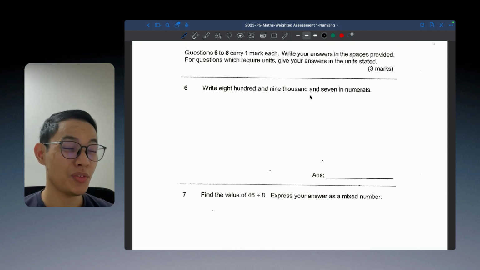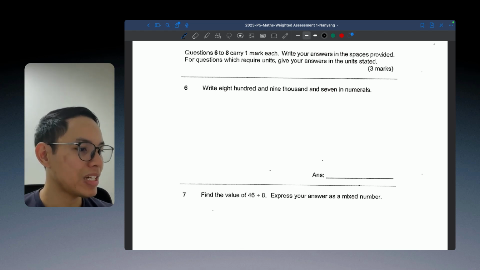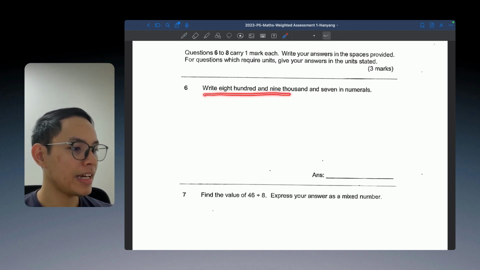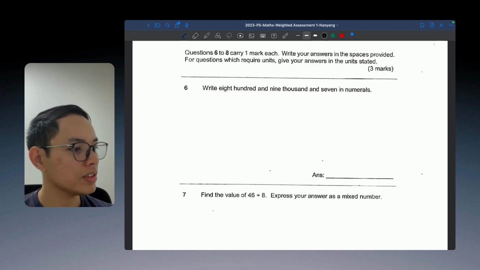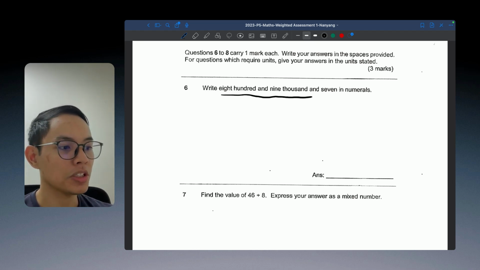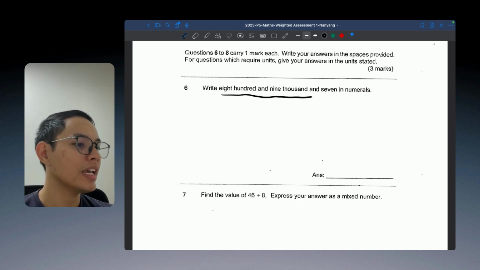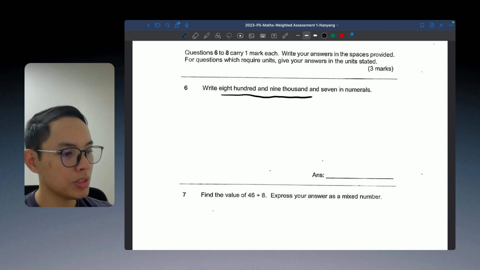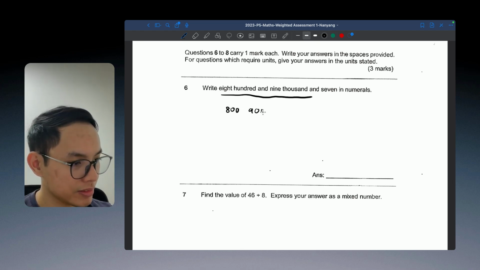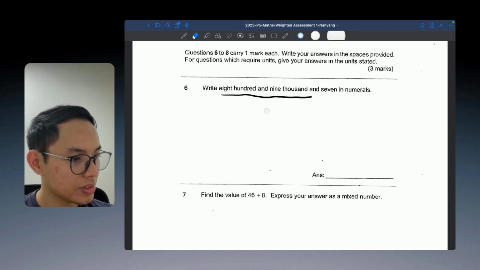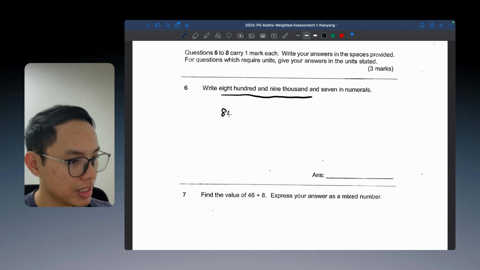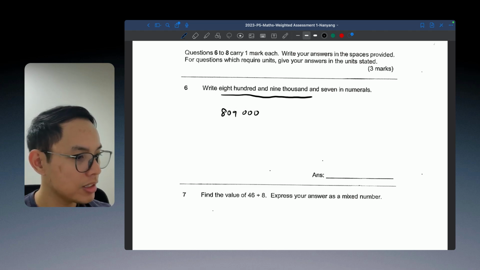All right, so let's see if you got your answer correct. Let's read the question. Write 8 and 9,000 and 7 in numerals. Okay, so pretty straightforward. Maybe this is a tricky question, but this is a word together. 800 and 9,000. So you put 800 and 9,000. Sorry. So this is not 88, but it's like, yeah, 809,000. And then 7 in numeral, so plus 7 as well.